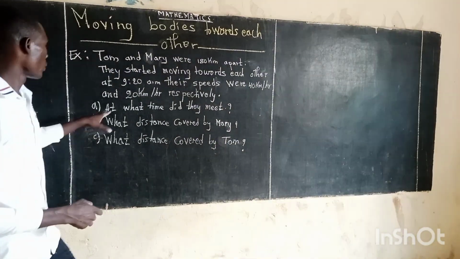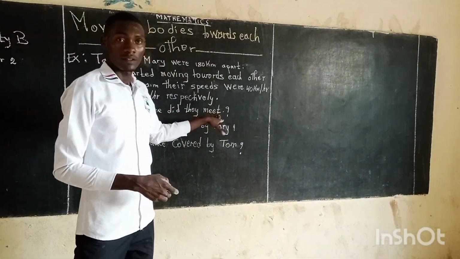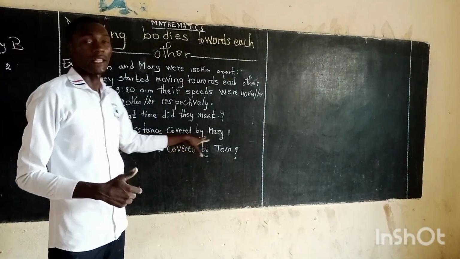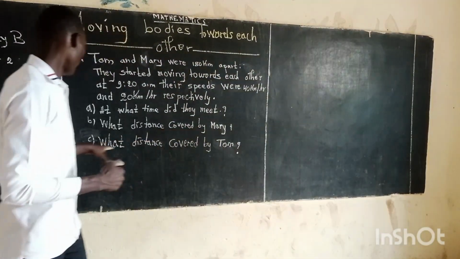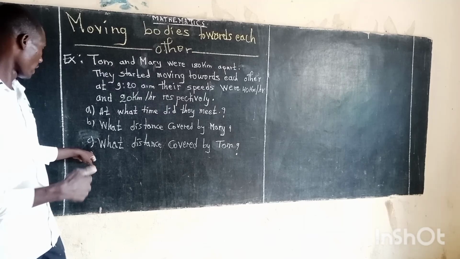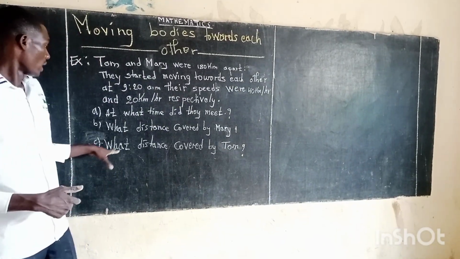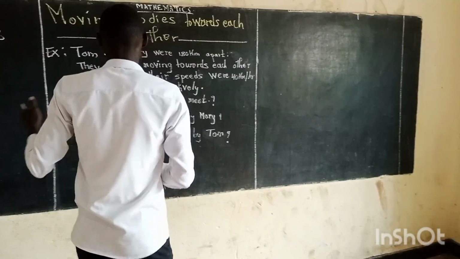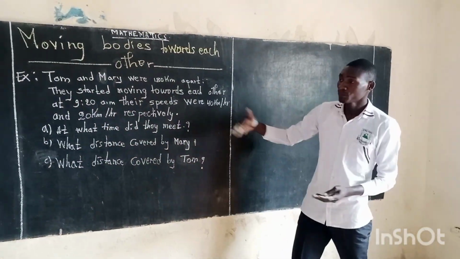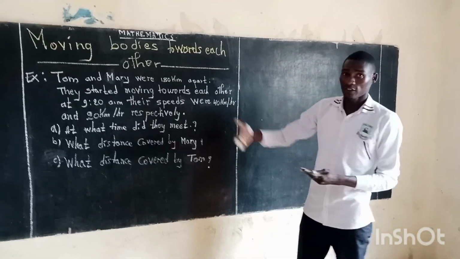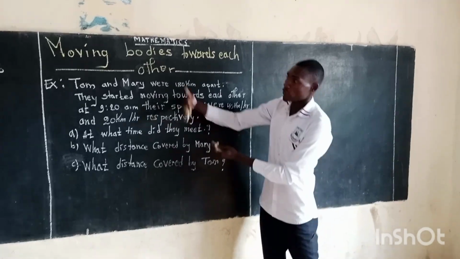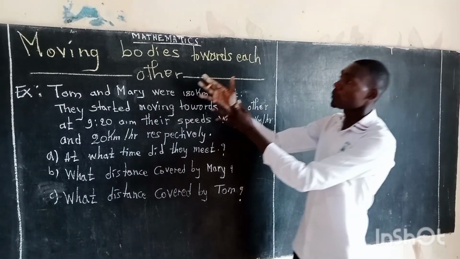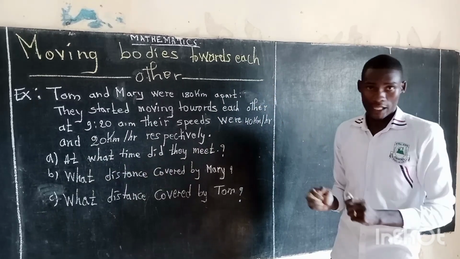Now, at what time did they meet? It's the first question we have. Another one, what distance was covered by Mary? The third question, which is the last one, is what distance was covered by Tom? Now, we are going to try our best to answer these questions. Follow step by step and you will see how we can answer a question on moving bodies towards each other.